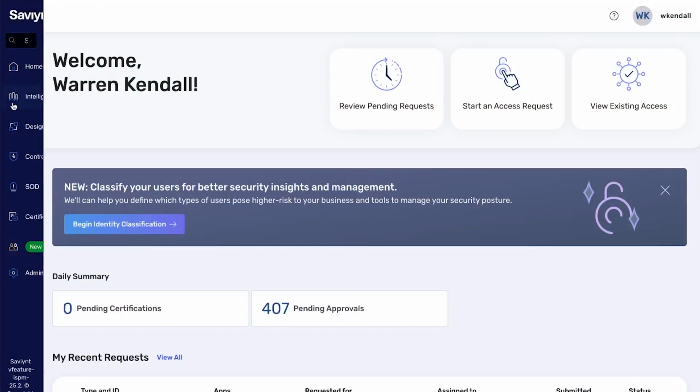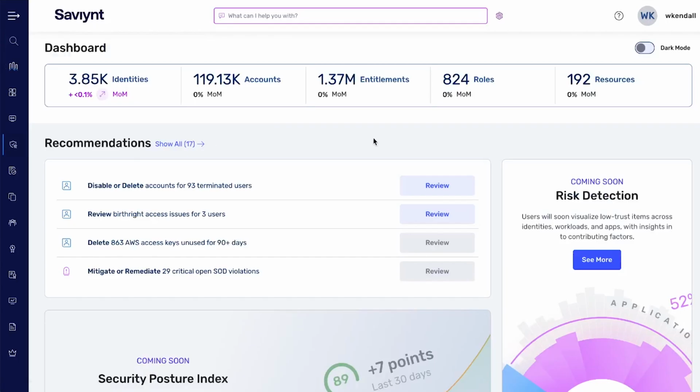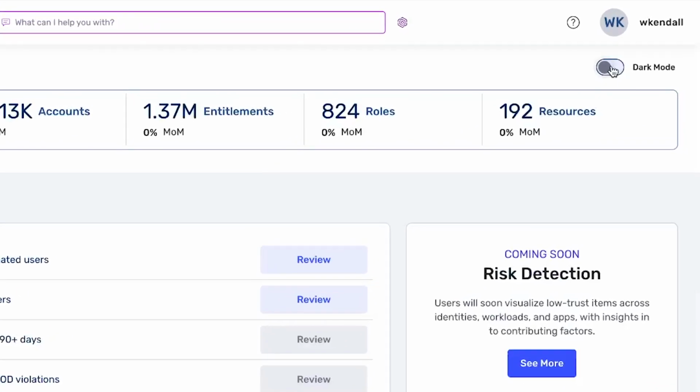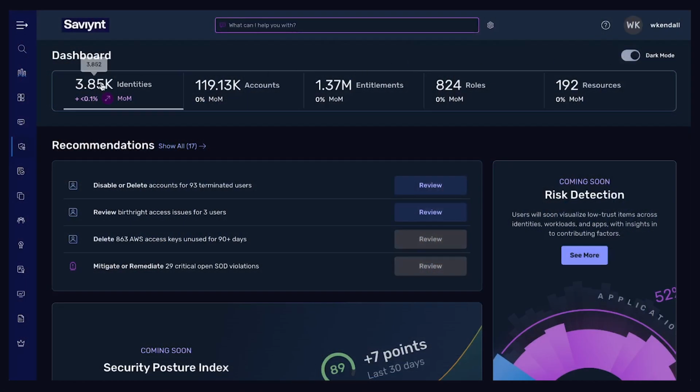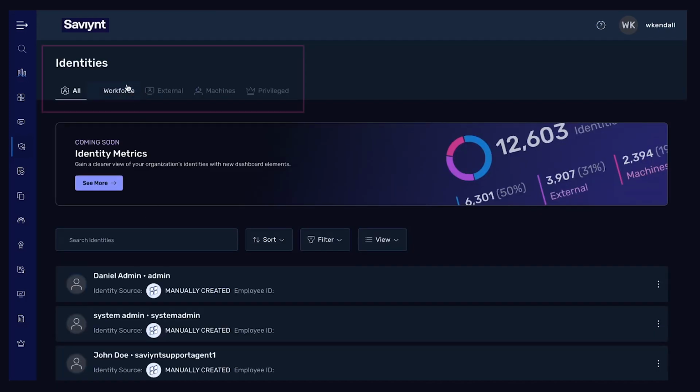And so I've logged into our environment here, going straight into the posture management part of the platform, where we get into this new dashboarding type of experience. And I have to showcase the fact that we have light mode, but we also now have dark mode. This is super exciting for those of us who stare at screens all day, and I now have a little easier time on screen with it. But to your point, being able to look straight into what identities we would like to look into, because we have various types of identities where we can break that out based on workforce, external, machines, privilege as well.